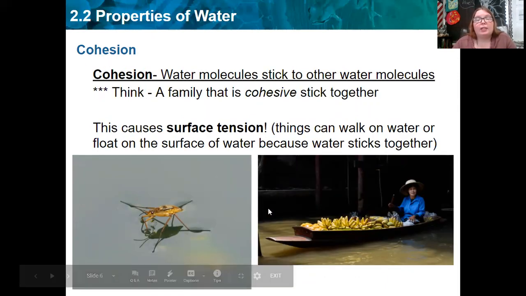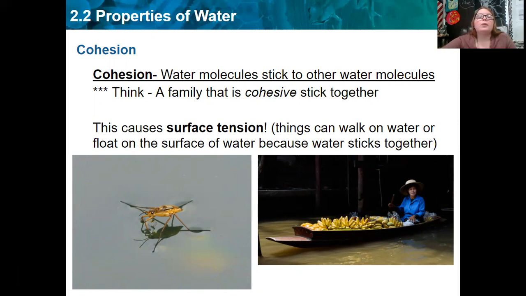Cohesion is how we get surface tension. This is how boats work. Because water tends to stick together, that is why a boat can sit on top of the water without sinking. It wouldn't be able to do that the same way in, say, a swimming pool full of alcohol or something like that.